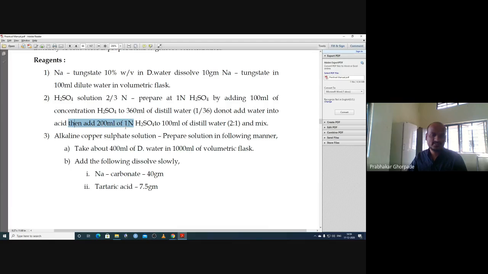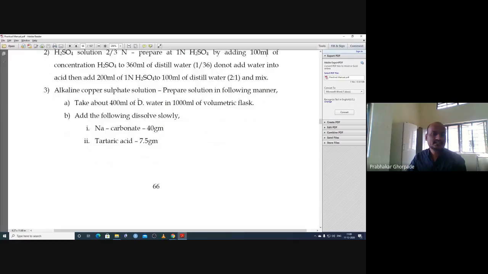Then add 200 ml of one normal H2SO4 to the 100 ml distilled water. So we have prepared this one: first taking 100 ml H2SO4 into 360 ml distilled water. Now we have this solution. We take 200 ml of the one normal H2SO4 solution and add it to 100 ml of water. So that is the 2 by 3 normal H2SO4 preparation.